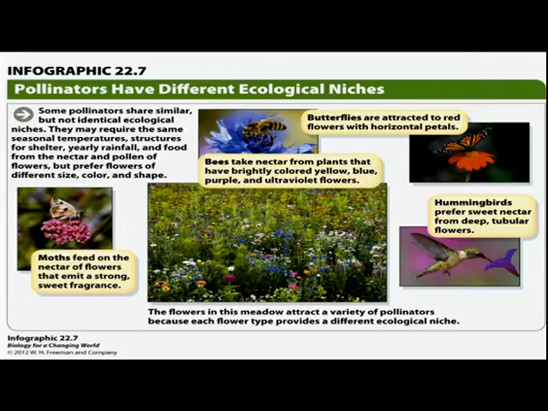Depending on colors, hummingbirds prefer specific colors and specific shapes of flowers that are different from what honeybees and moths prefer. All of these are pollinators, right? All of them depend on the nectar, the sugar, from these plants.